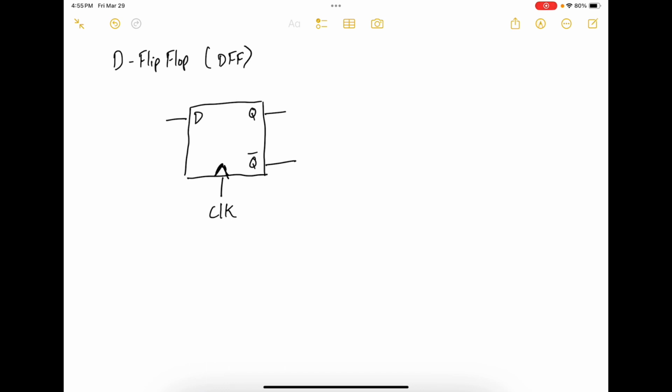The internal diagram of a D flip-flop is as follows. It's going to contain two gated D latches. So that's latch 1, Q, Q prime. You have the second latch, D, G, Q, Q prime. And you have a clock.